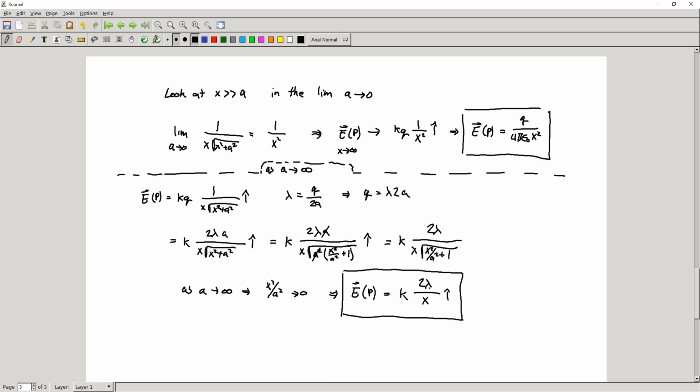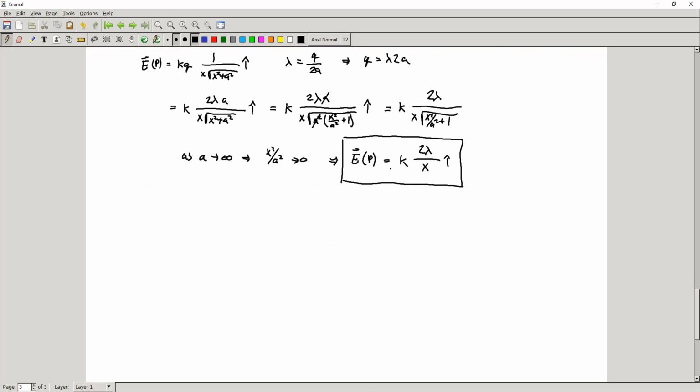Sometimes we're going to see this written slightly differently, so I'll write it one more time, substituting in for k. I'm going to substitute in 1 over 4 pi epsilon naught for k, and it ends up looking like this: lambda over 2 pi epsilon naught x I hat, okay? And that's the result for that infinite wire, okay?